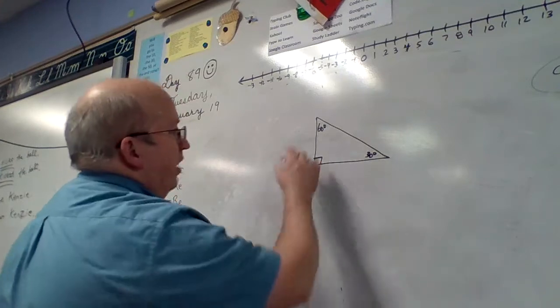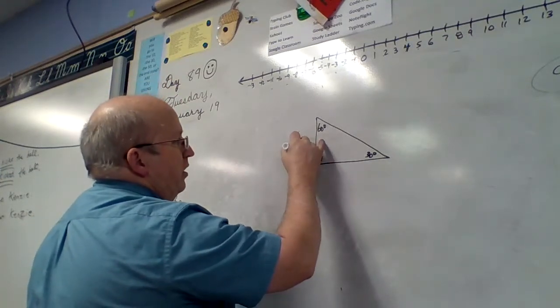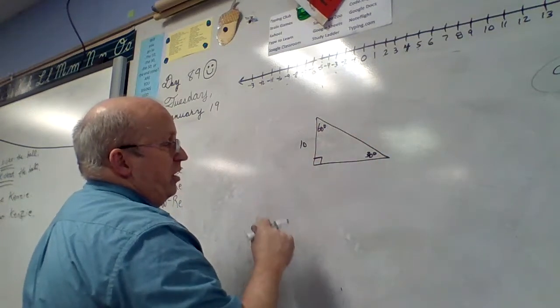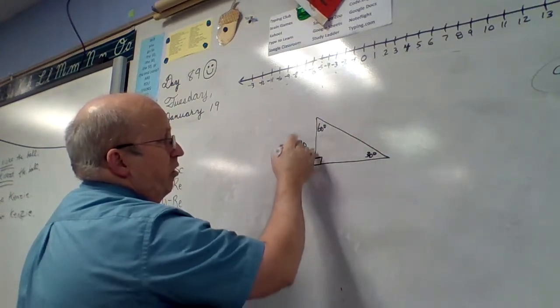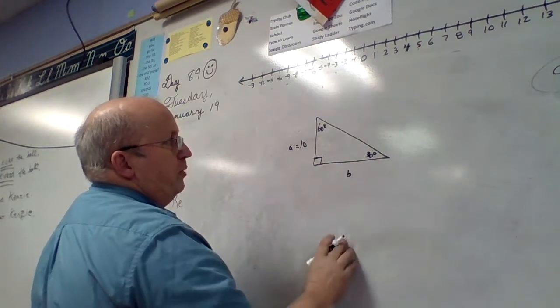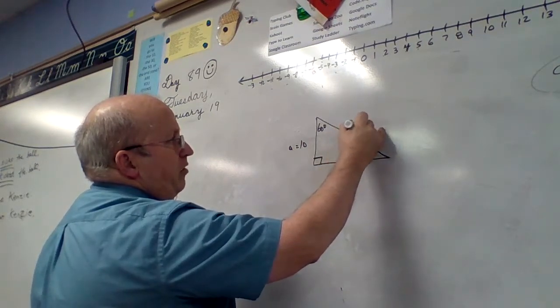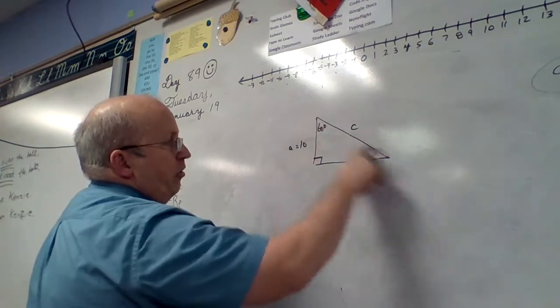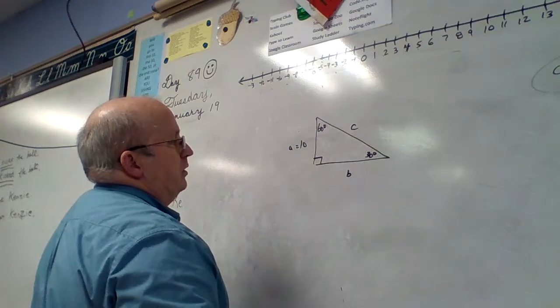If I know, for example, that this side right here is 10, can I figure out all the other sides? Yes, I can. The shortest side is always called A. The second shortest side is always called B. And the hypotenuse is always called C because it's opposite the right angle. And it's also the longest side.